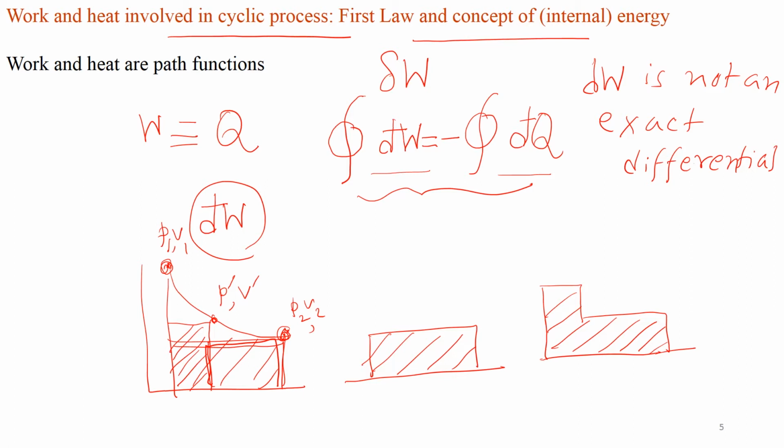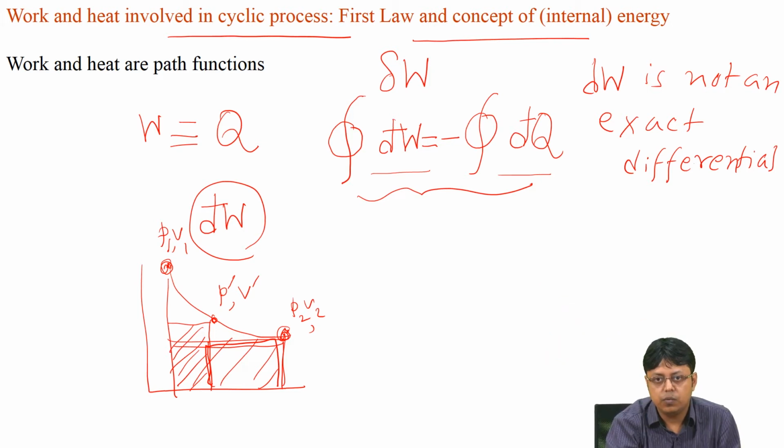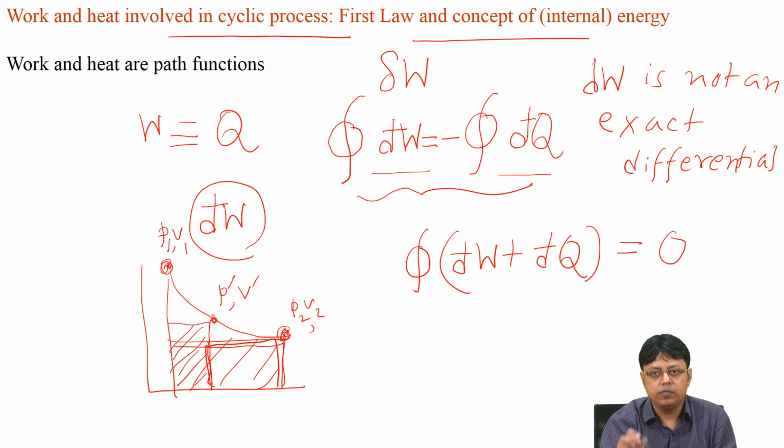Now, if you proceed with this equation, which is cyclic integral of the differential of work done is equal to negative of cyclic integral of the heat withdrawn from the surrounding, we can combine these two things and write cyclic integral of d cross w plus d cross q is 0. Now, we got a very beautiful thing.